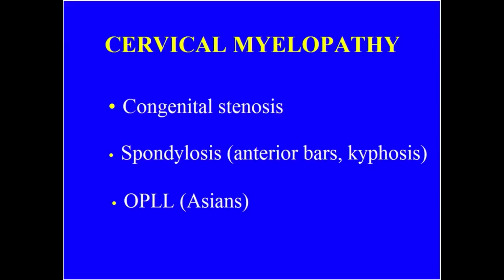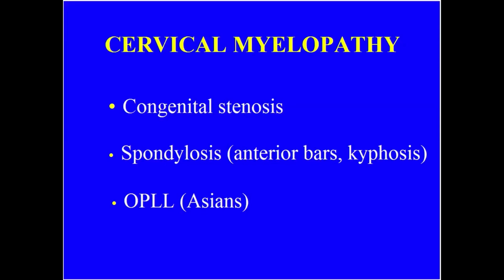Now, cervical myelopathy is another thing that you will see with cervical spondylosis, and some of the pathology that goes with it includes congenital stenosis, patients who are born with or develop a pre-existing somewhat narrow canal, and spondylosis, where the patient has anterior bars, osteophytes at the disc space from degenerative change. And as I talked about, as the disc collapses, the neck collapses into slight kyphosis, and that causes the cord to drop anteriorly against those anterior bars.